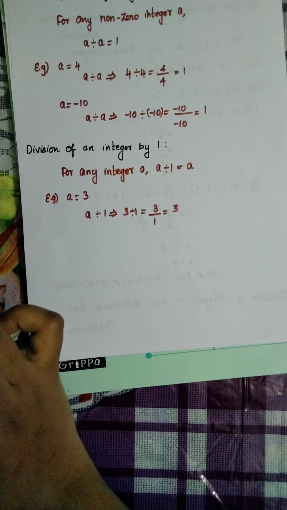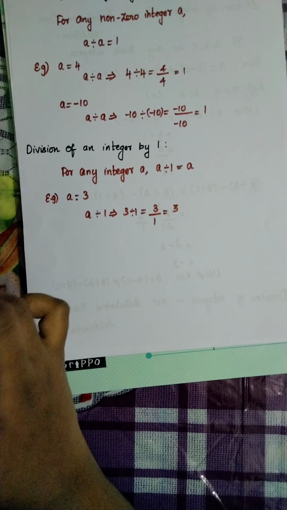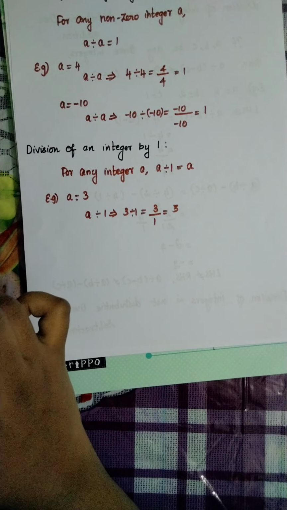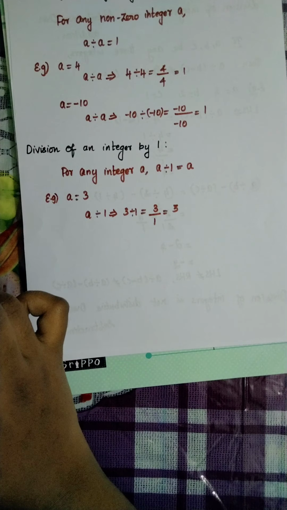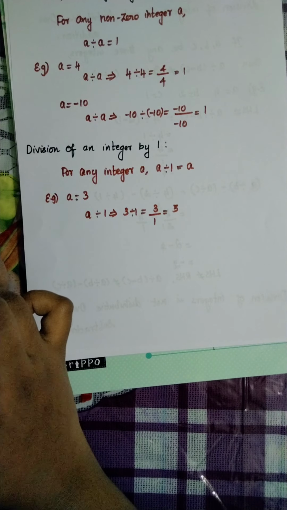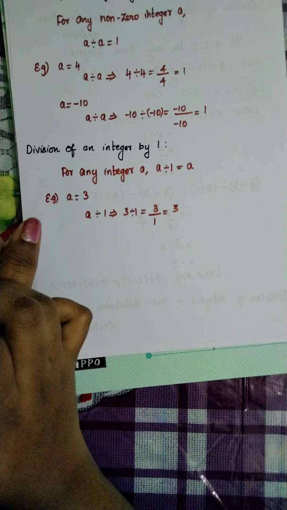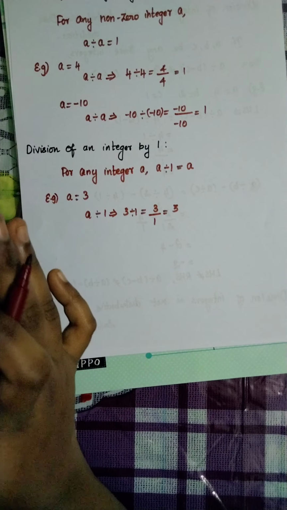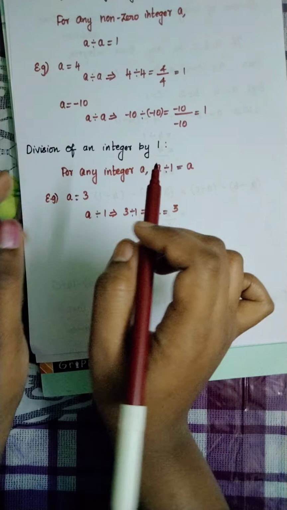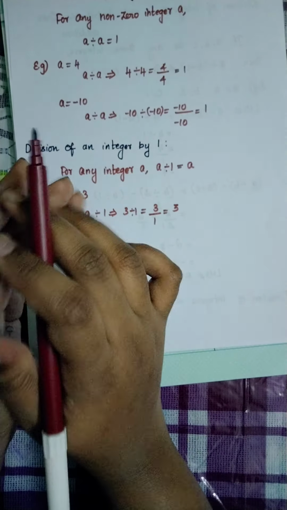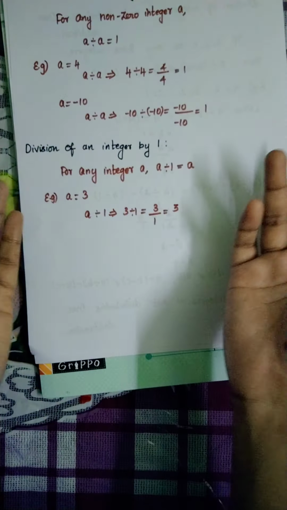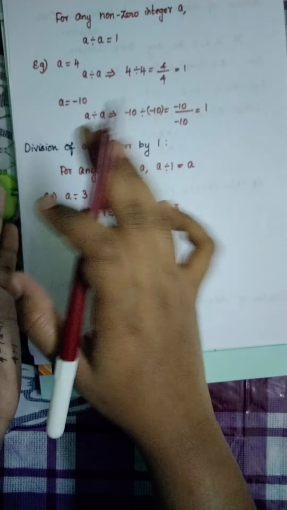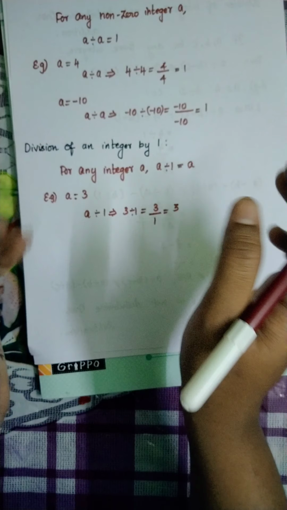Here the identity number for division is 1. What is the multiplicative identity for integers? For multiplication also the identity number is 1. For division also the identity number is 1. So when you are dividing or multiplying any integer by 1, you will be getting the answer as the same number. Keep it in mind.